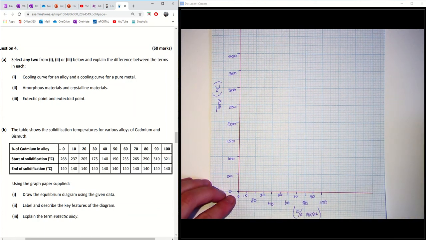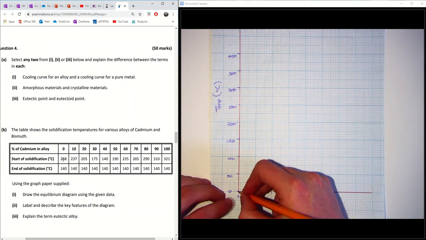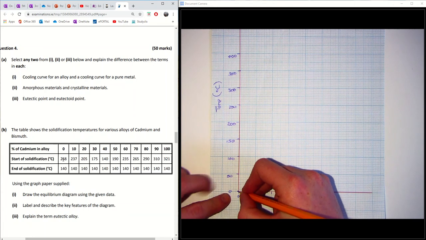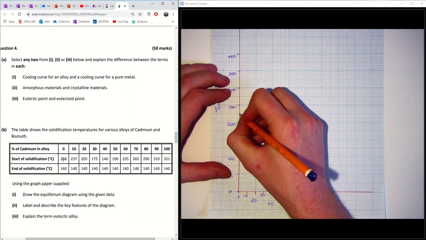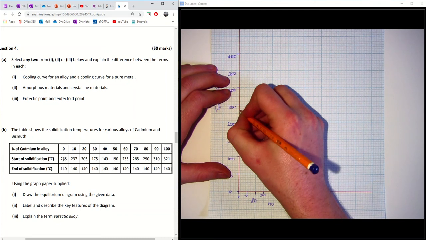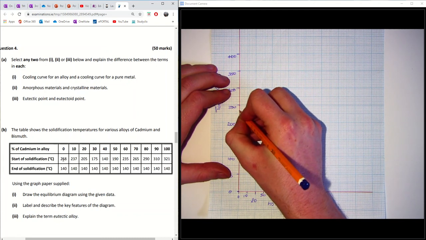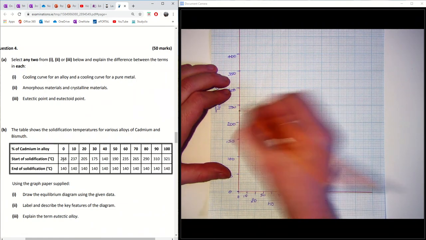Okay, now I know the start of solidification is at 268 degrees Celsius. So if I come up, I know the degrees Celsius is on my y-axis. I'm going to find 268. Here's 200, there's 250, 260, 270, so this is going to be 268 right here. Okay, I just put in a little mark like that.